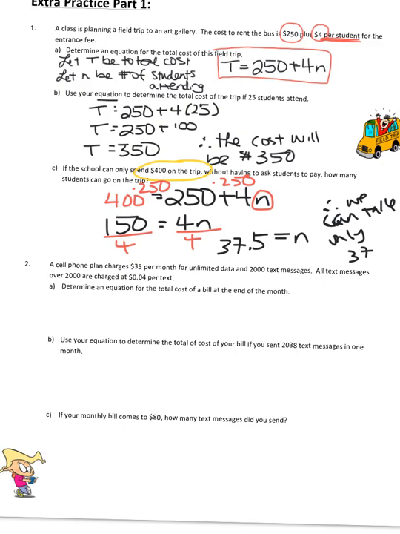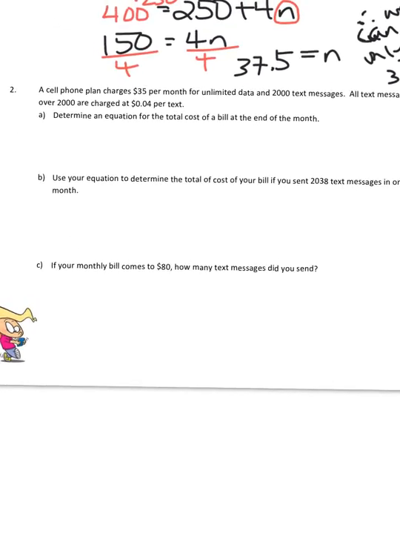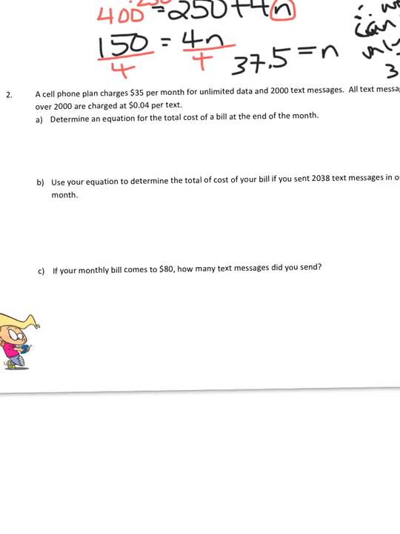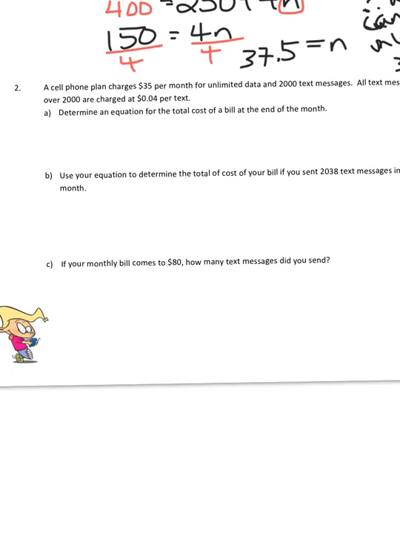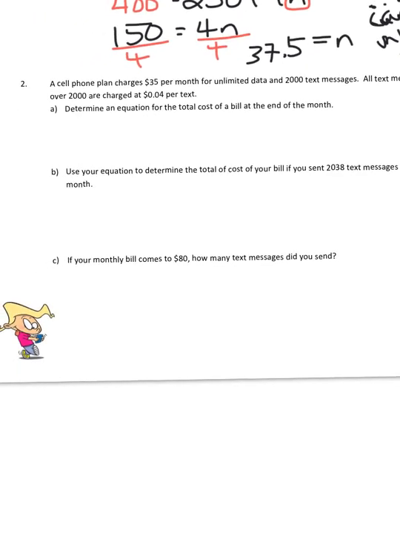Let's take a look at our next one. A cell phone plan is going to be $35 for the month for 2,000 messages. And then all messages over 2,000 we're going to charge at 4 cents per text. So we need our two let statements.